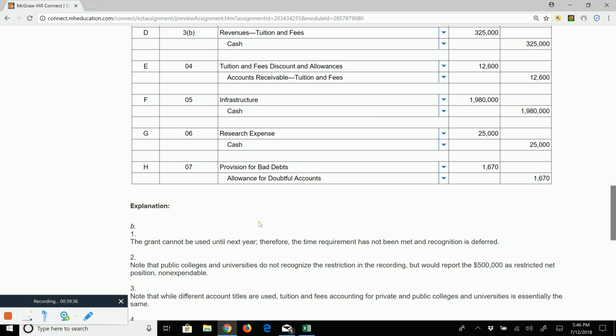All right, so a lot of differences, and this is a great homework problem because it shows you side by side the differences between a private nonprofit university and a public nonprofit university.